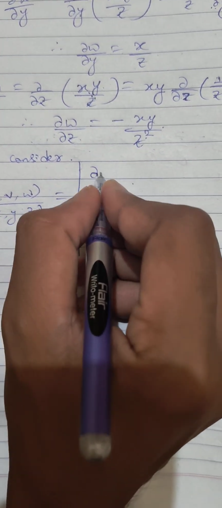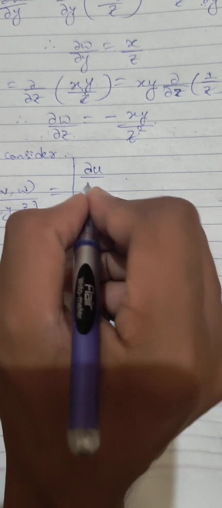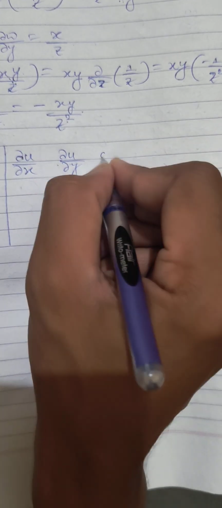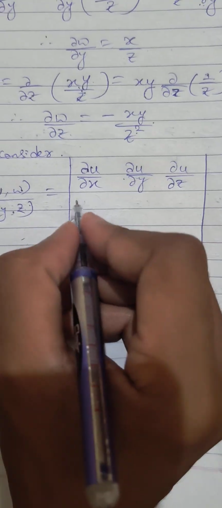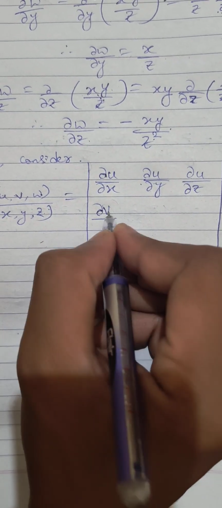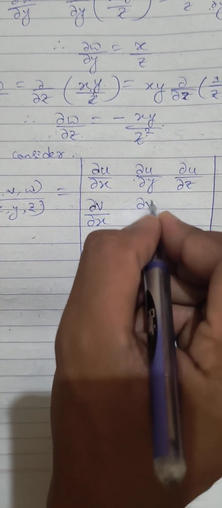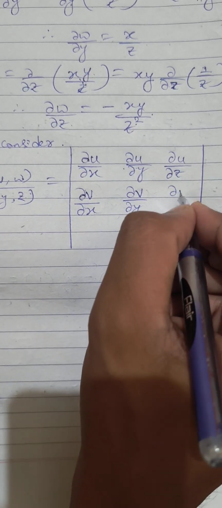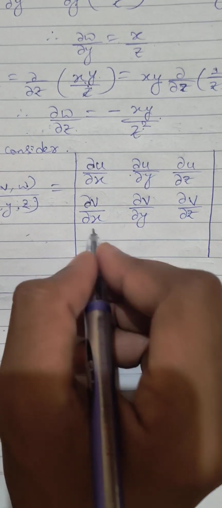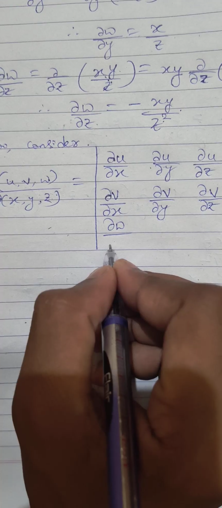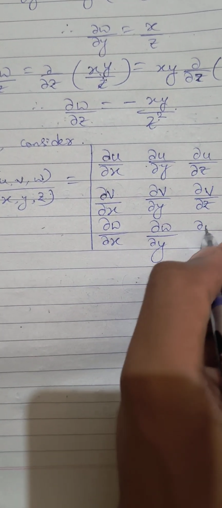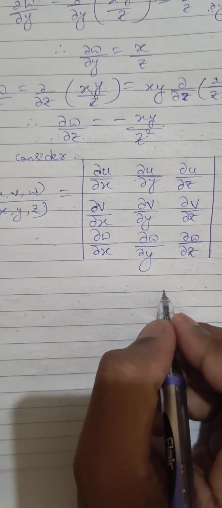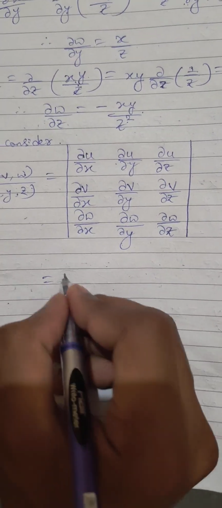In the first row we have to write the partial derivatives of u with respect to xyz, that is del u by del x, del u by del y, del u by del z. That is the first row. Similarly, in the second row we write the partial derivatives of v with respect to xyz, that is del v by del x, del v by del y, del v by del z. Similarly, in the third row we write the partial derivatives of w with respect to xyz, del w by del x, del w by del y, del w by del z. Is it clear, students? Now substitute the respective values.